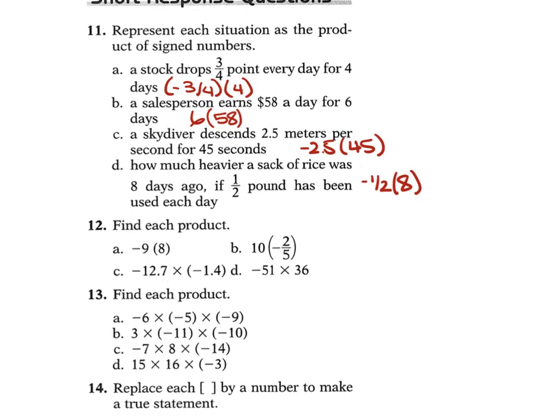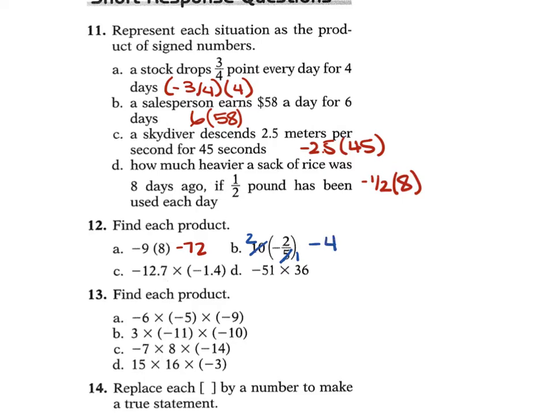For 12, we're finding each product. So A is -9 times 8, which is -72. B, we have 10 times -2/5. So a negative times a positive is going to be a negative. The 5 becomes a 1, the 10 becomes a 2. So it's 2 times -2, which is -4.